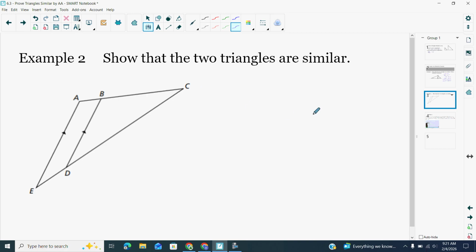Example 2, we are given this figure. Looks like we have two triangles, ACE, and we have BCD as well.